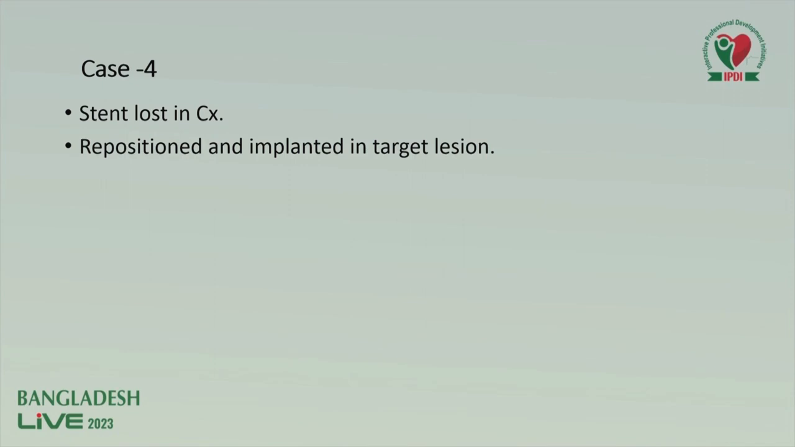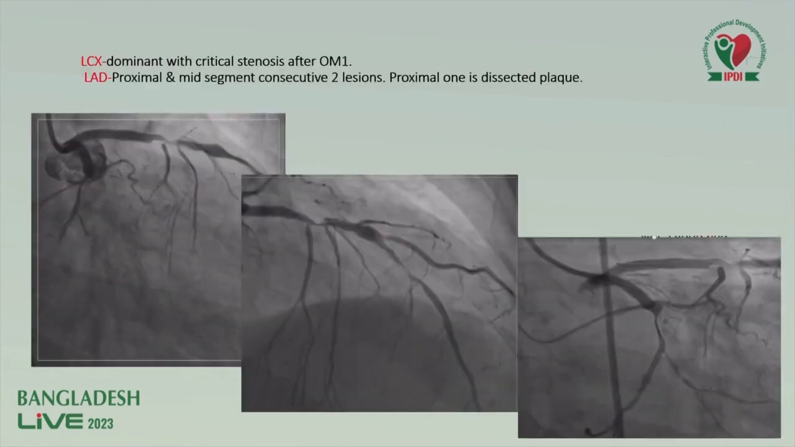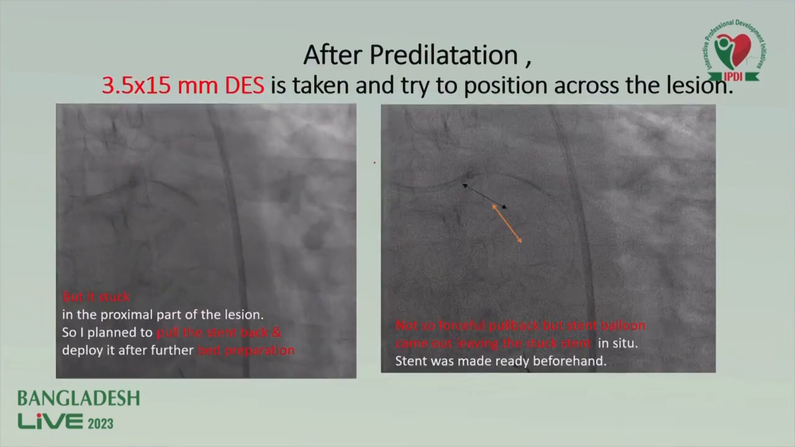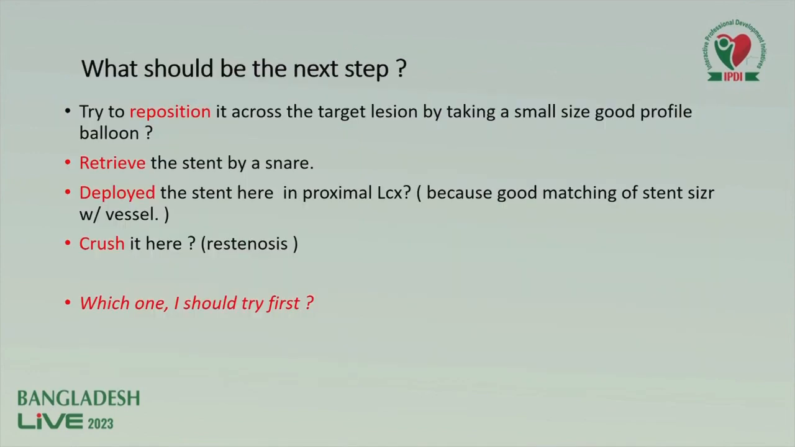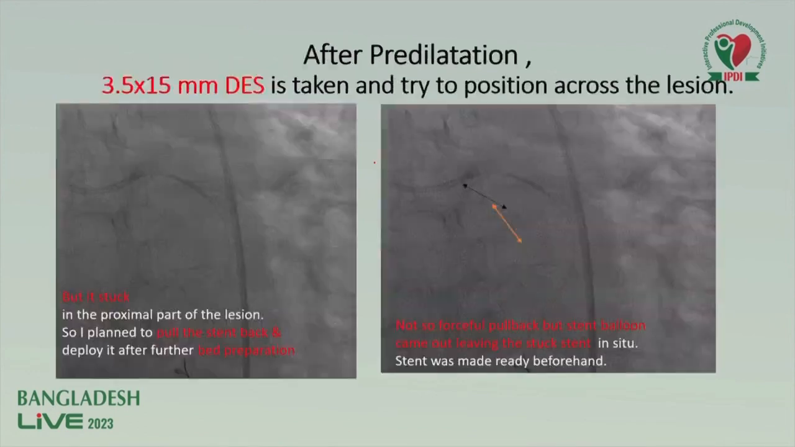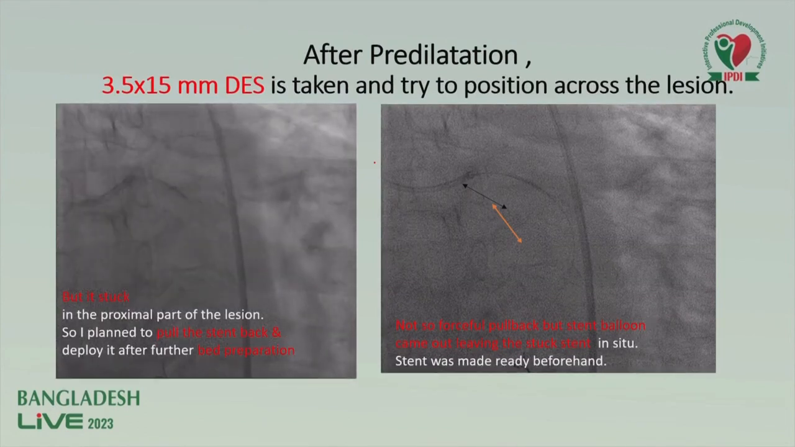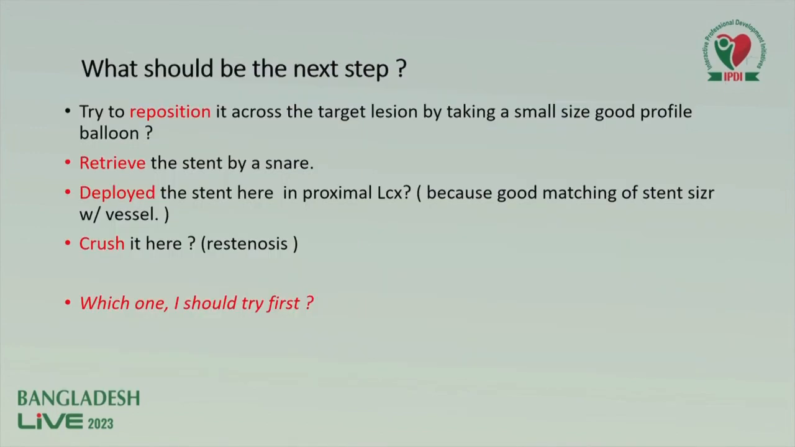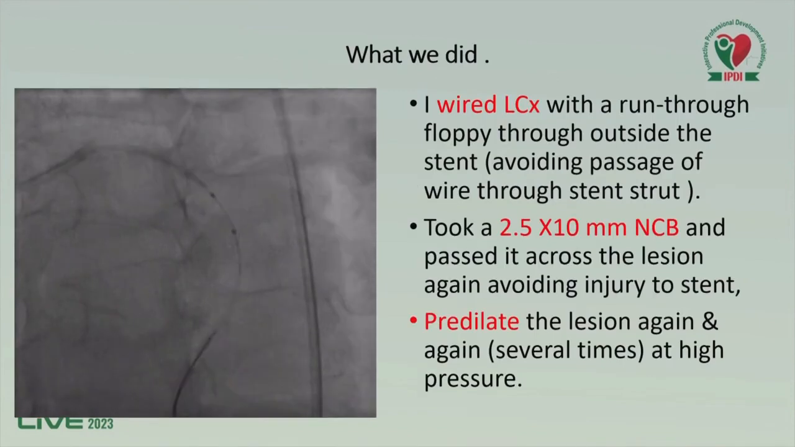So the fourth stent is lost in the LCX, and that was innovatively managed. The stent was lost here. When I tried to pull back, the stent was here, but the balloon came out. So the stent is floating here over the wire. So what I did, I put a second wire outside the stent, and with a new balloon pre-dilated the lesion very vigorously.